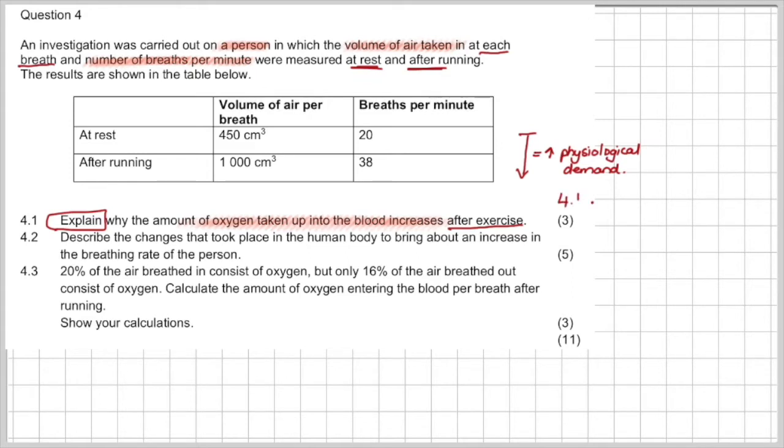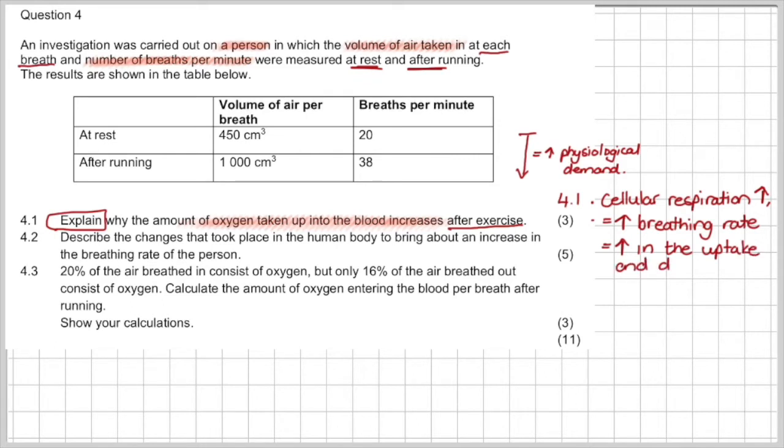So if we look at answering this question, this is because there is an increase in cellular respiration. That should be obvious. The amount of oxygen taken up by the blood increases after exercise because there has been an increased demand for it through cellular respiration. Okay, so there will be either a 2 or a 3 mark question here. So we can see that increased cellular respiration necessitates an increase in breathing rate, and therefore an increase in the uptake and delivery of oxygen to the muscles.